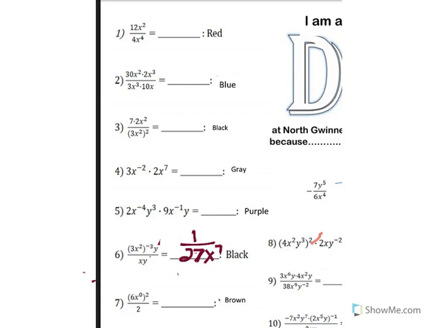Okay, next we're going to work on number 7. And you need to make sure that you distribute that 2 to the 0 and to the 6. Okay, so go ahead and work out number 7 and pause the video.